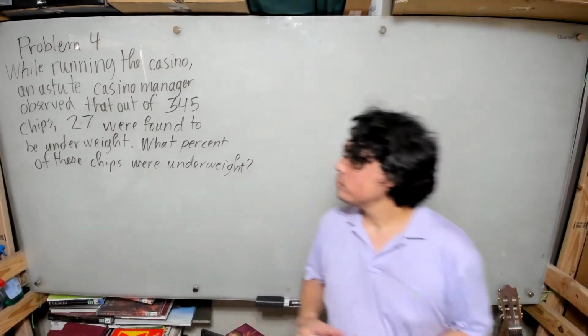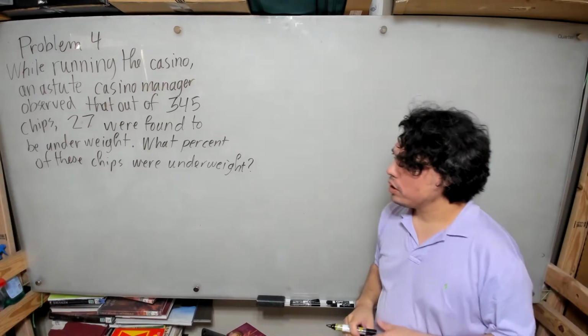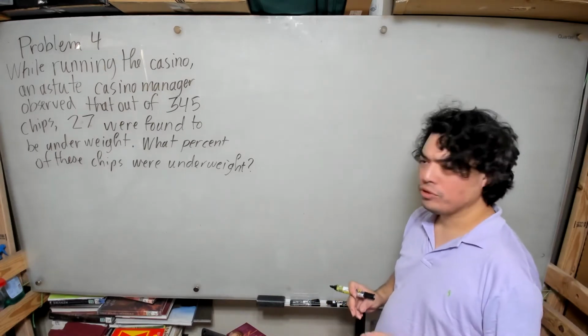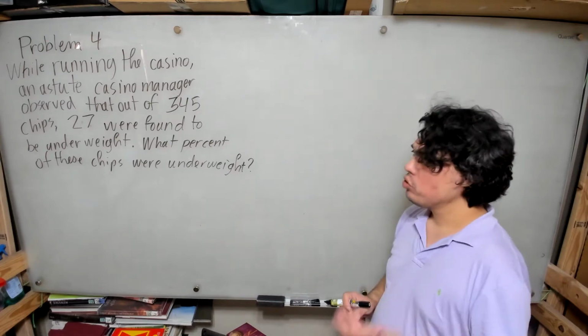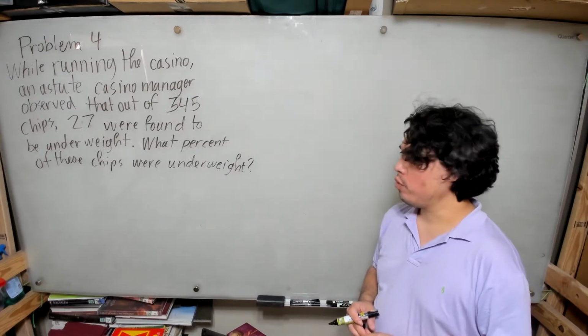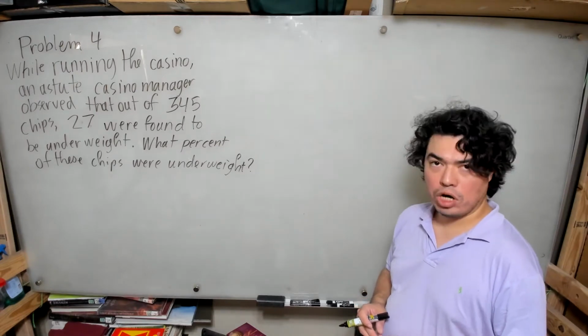Okay, so great. So now let's look at problem 4. While running the casino, an astute casino manager observed that out of 345 chips, 27 were found to be underweight. What percent of these chips were underweight?